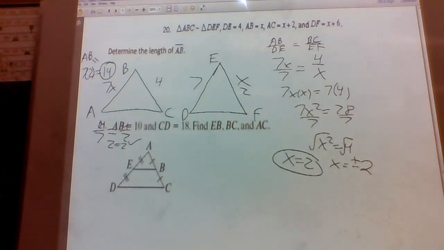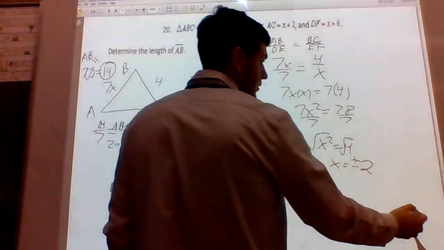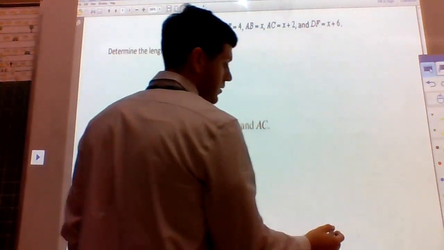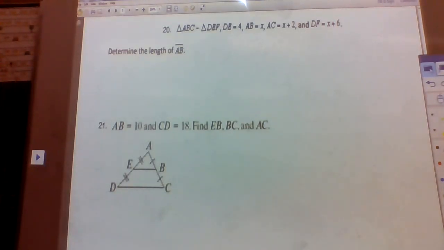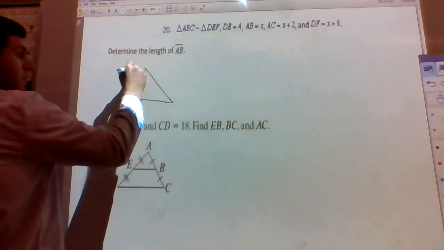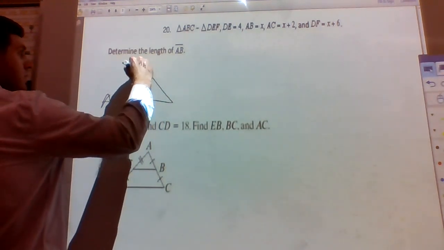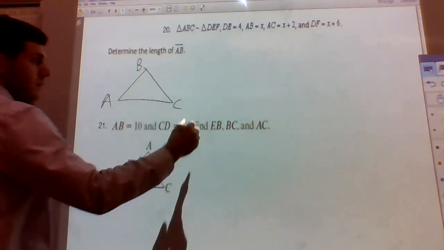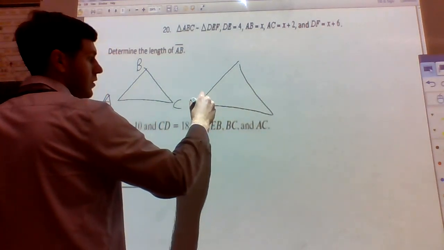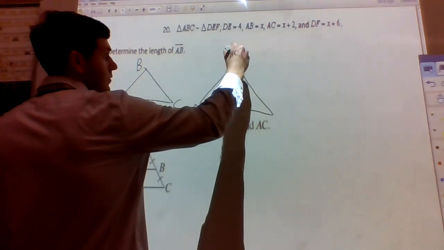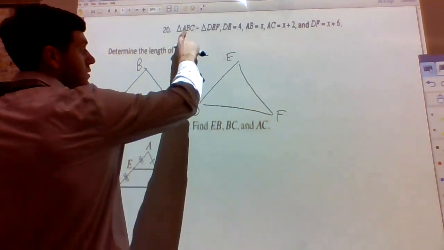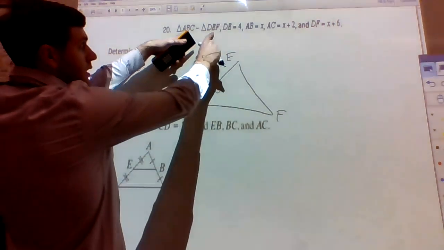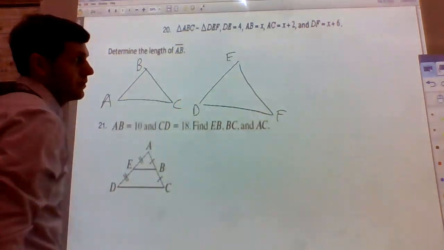Okay, number 20. Draw it out. Before I even read it, draw it out. A, B, C. So I see. Looks like I got to draw it out. D, E, F. And same thing. A corresponds with D, B corresponds with E, and then C corresponds with F.